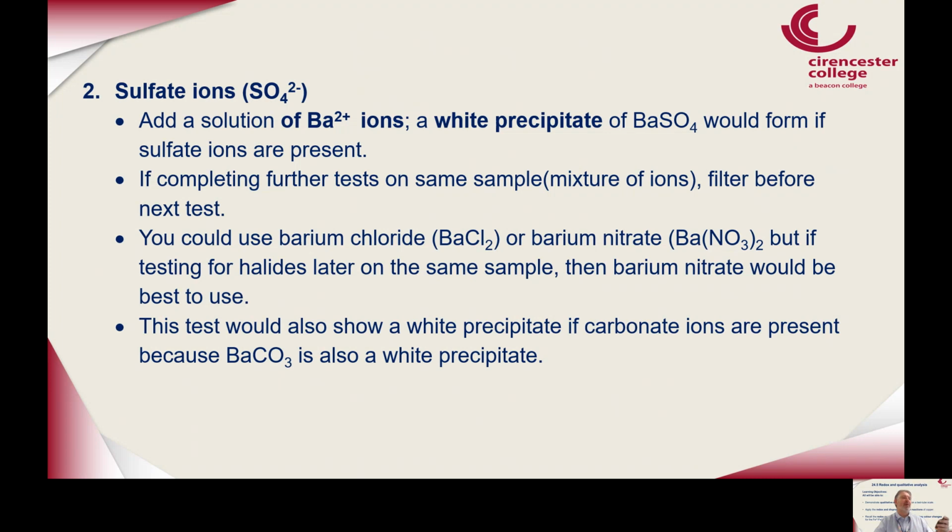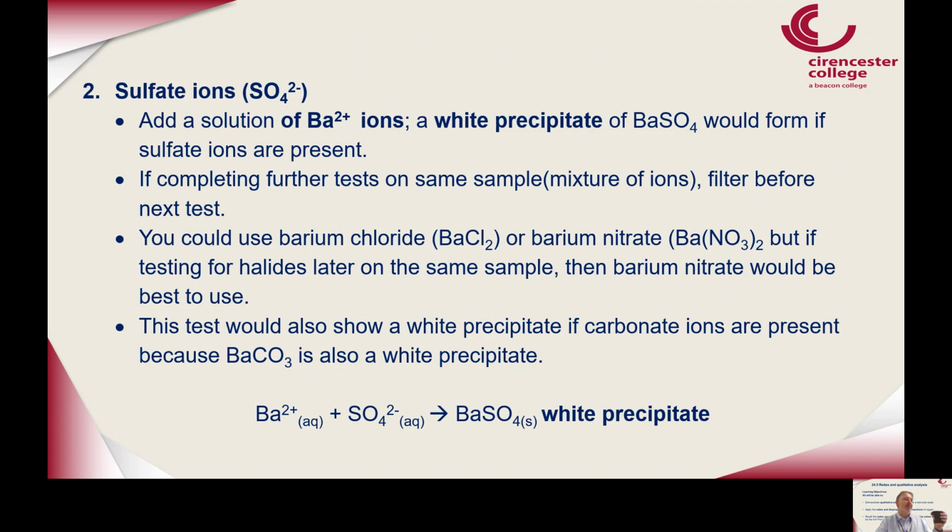The test would also show a white precipitate if carbonate ions are present, because barium carbonate is also a white precipitate. Hence, we should do the nitric acid test to get bubbles, and make sure there are no more bubbles left. Then you've removed any carbonates that are there, because you don't want to make barium carbonate. So there's the ionic equation for that.